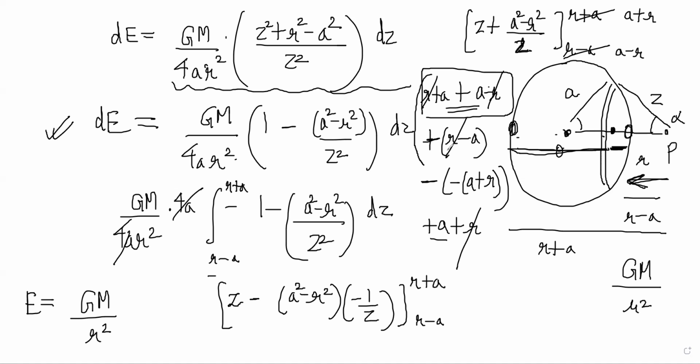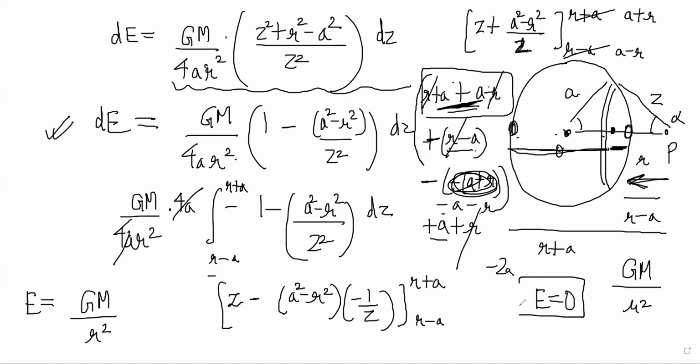It is basically plus r minus a, right? And you have to do minus a square minus r squared by a minus r. So minus a minus r, right? And now you will see that from here you're getting 2a, and from here r minus a minus r, you're getting minus 2a. So 2a minus 2a is becoming 0.